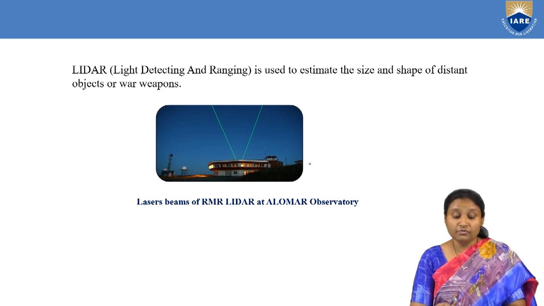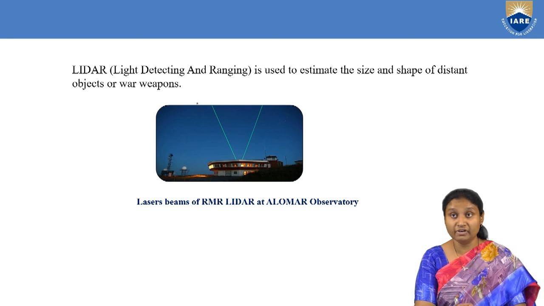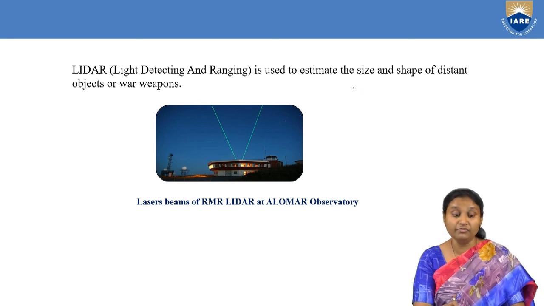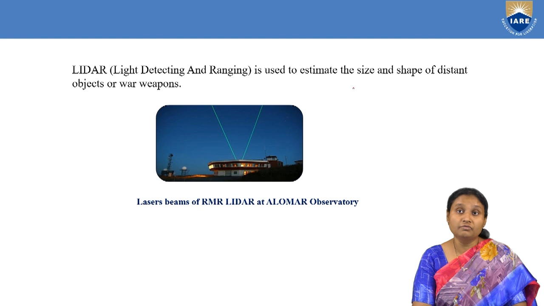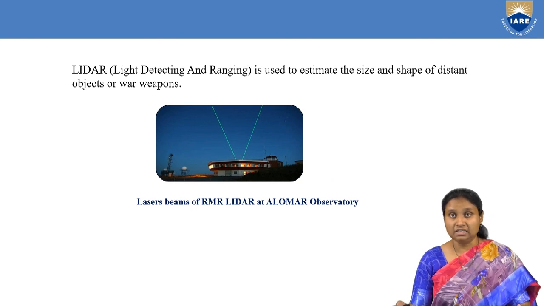And also you can go for this lidar. Lidar is a very important application using laser light. Here we are making use of light detecting and ranging. So what type of laser light is used here? Laser light. And here we can find the size and shape of distant objects or war weapons using this particular laser light, and that particular ranging is called lidar.